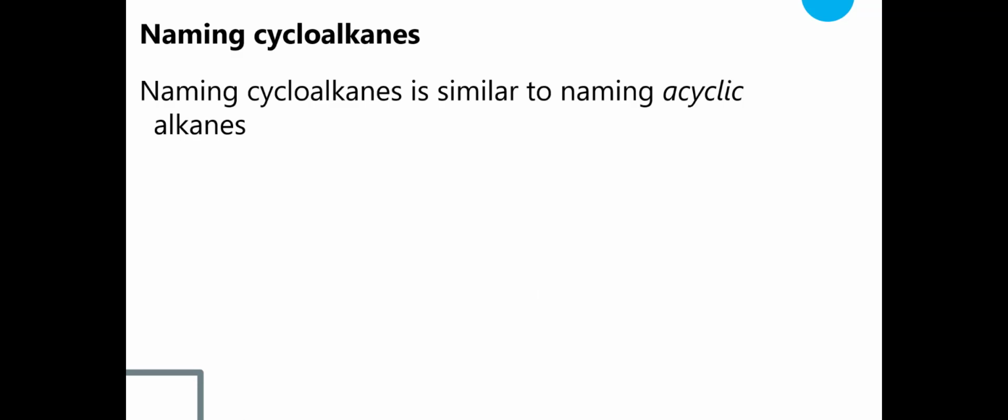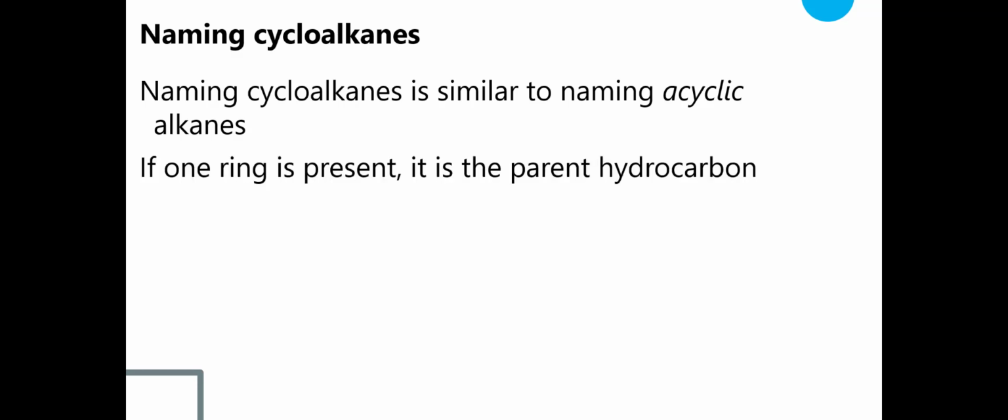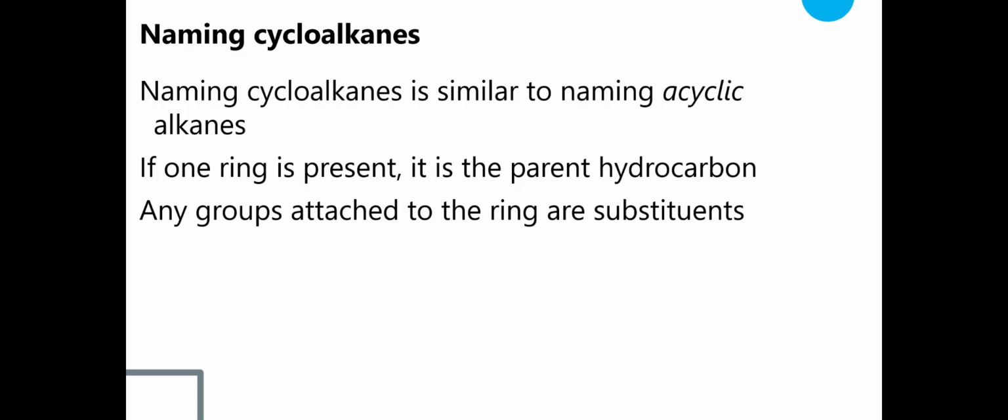The naming of cycloalkanes is quite similar to the naming system we've already seen with looking at acyclic alkanes. And by acyclic, I simply mean compounds which do not contain rings. So if we have a single ring present in our compound, we define that ring as the parent hydrocarbon. And any groups which are attached to that ring are substituents. So let's take a look at some examples.